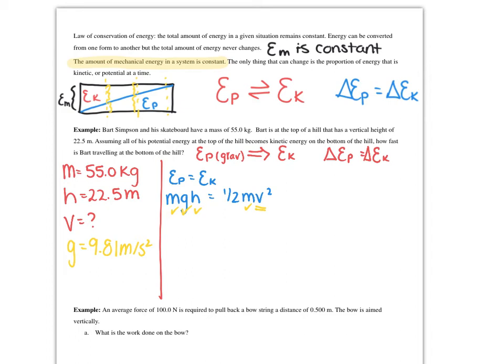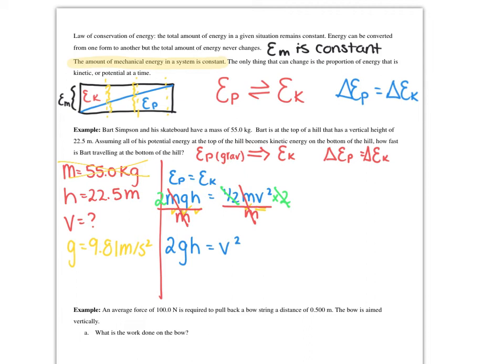So in this case, to get V by itself here, I'm going to multiply both sides by 2 initially to cancel out the 1/2. 1/2 times 2 is 1. I'm also going to divide each side by mass to cancel out the mass here. Mass actually cancels on both sides. So what we are left with here is that 2 times G times H is equal to V squared. Notice that mass cancels out when potential energy is directly equal to kinetic energy here. Okay, so we actually don't even need Bart's mass. We could calculate this without a mass.